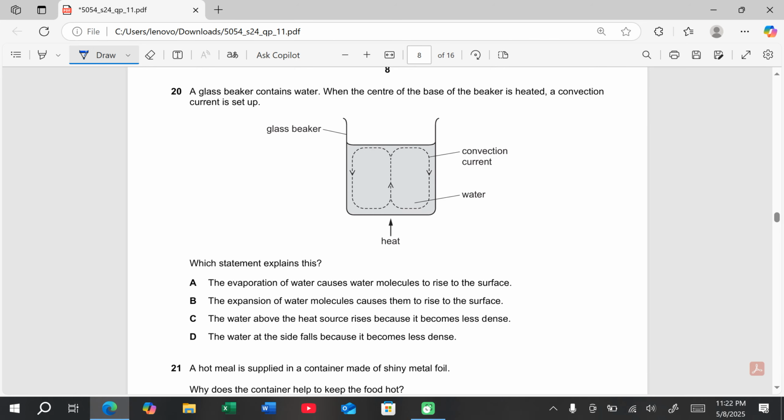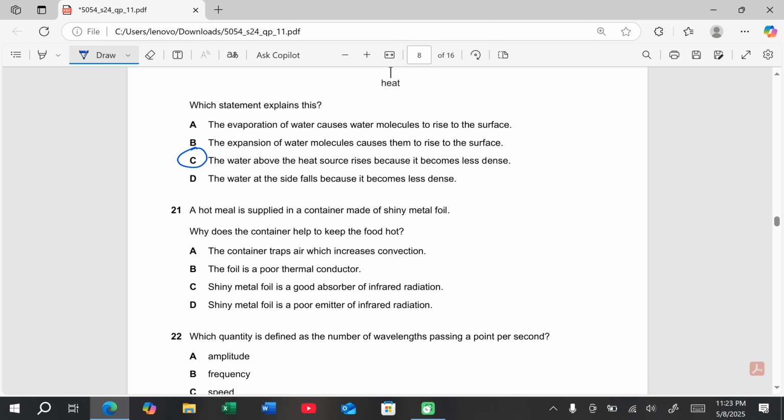A glass beaker contains water. When the center of the base of the beaker is heated, a convection current is set up. Which statement explains this? The evaporation of the water causes the water molecules to rise to the surface. That's not evaporation. The expansion of the water molecules causes them to rise to the surface. That's not it. The water above the heat source rises because it becomes less dense. Yes, that's the correct answer. Let's see the D. The water at the side falls because it becomes less dense. No, that becomes more dense.